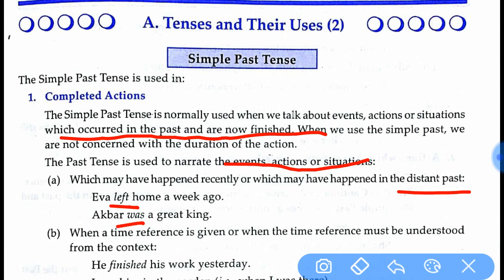We already saw in the last session, actions can be both doing words or states. So here we have a state, Akbar was. We have been using the helping verb to denote the state in sentences. So here, Akbar was a great king.